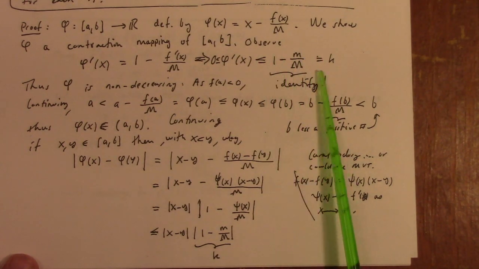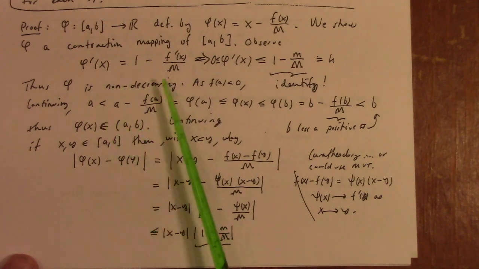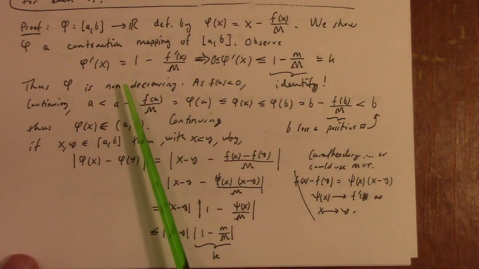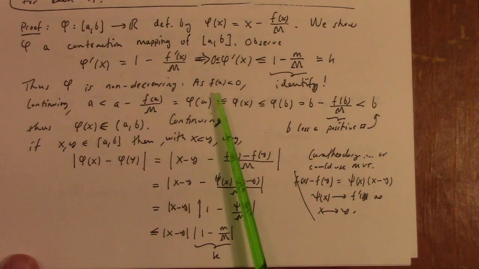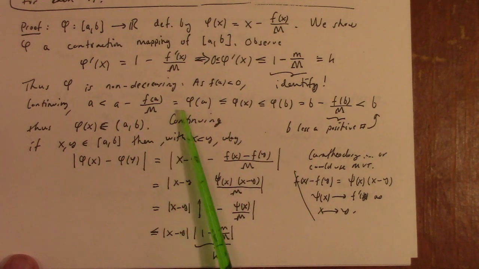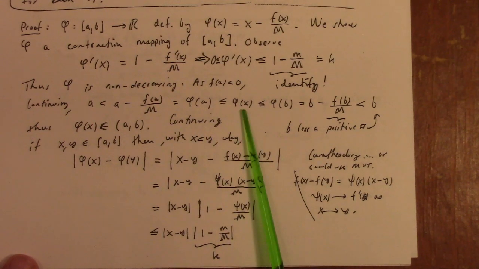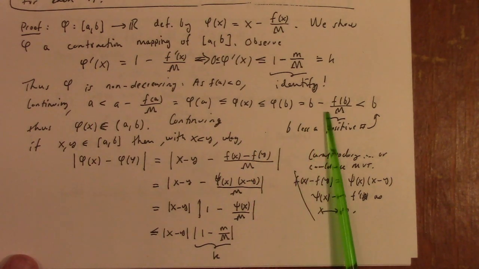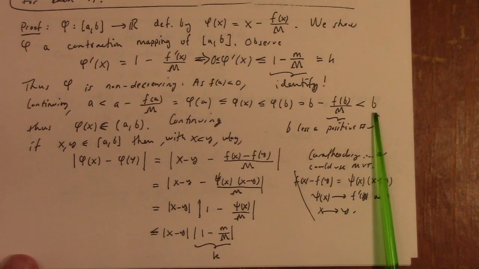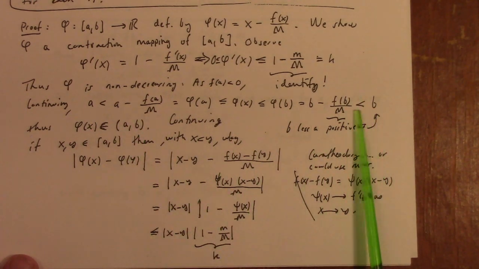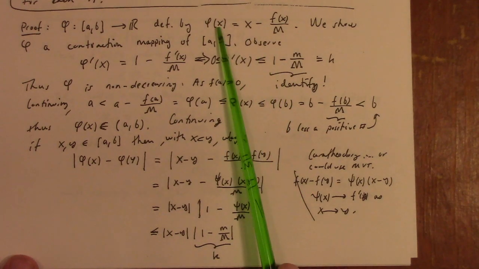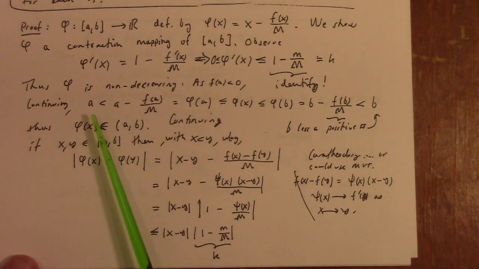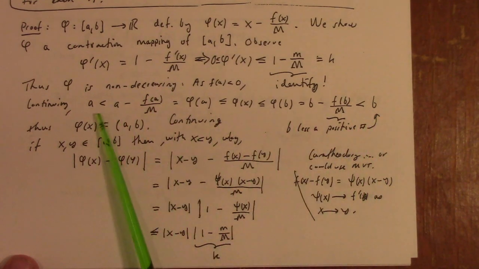So that's going to be less than 1, and that gives us, among other things, that phi is non-decreasing, and we can see then that a is less than phi of a, is less than phi of x, is less than phi of b, which is equal to this, which is less than b. So we need to prove that for this context, because we need the contraction mapping to be into the closed interval. This proves that the image of phi is actually inside the closed interval from a to b, all right?